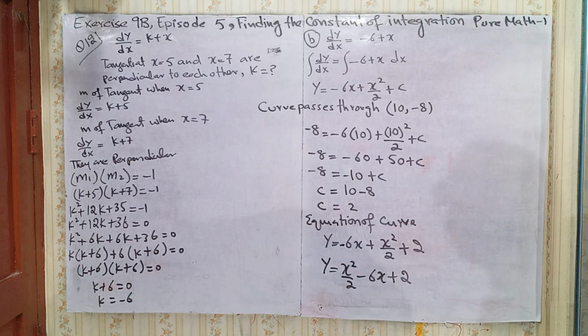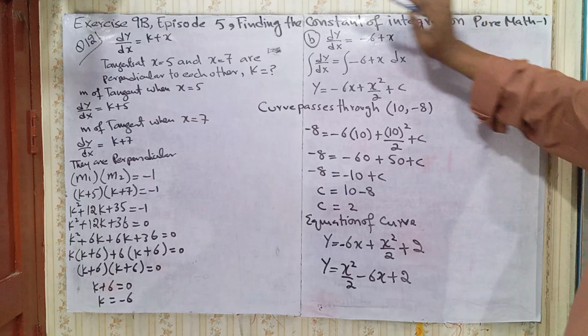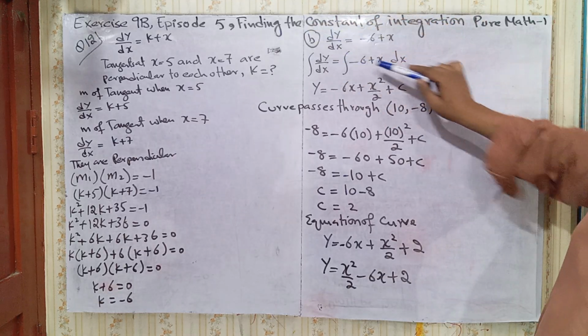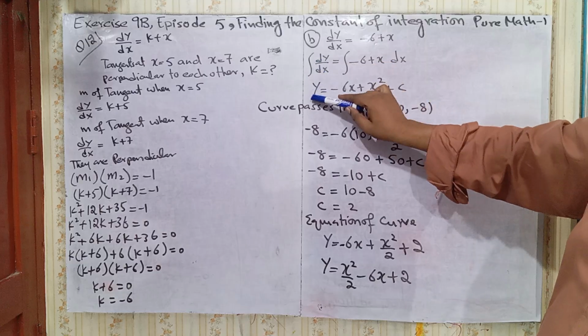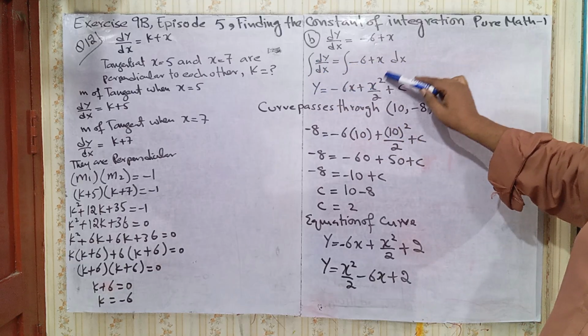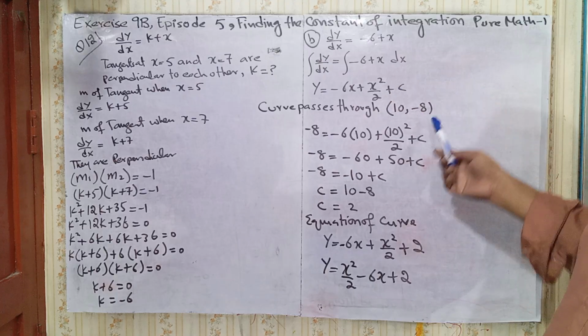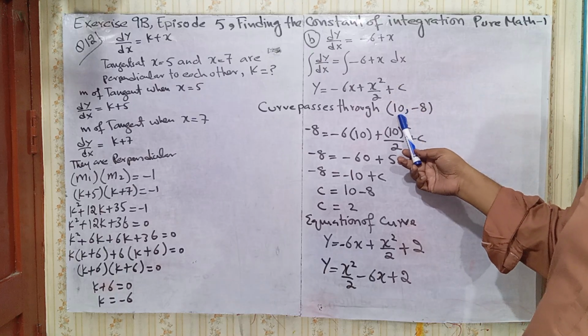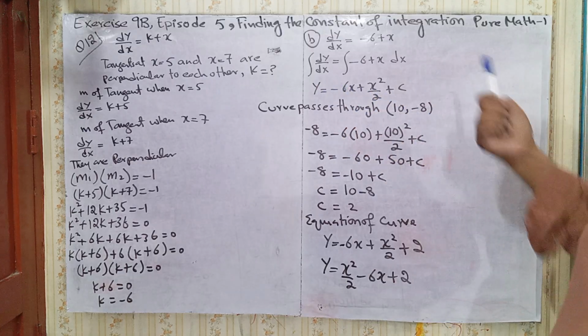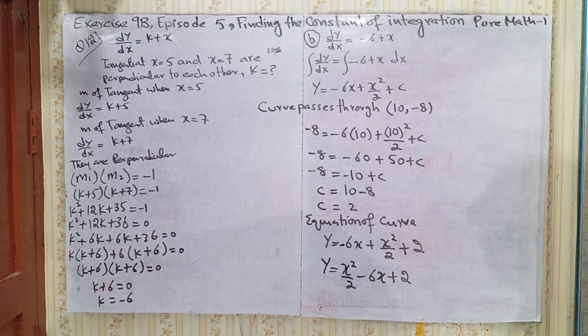I hope you understand. In the B part, they ask us to find the equation of the curve. They said that the curve is passing through the point 10 comma minus 8. I know the dy by dx, and I know the value of k, that's minus 6. Then I will integrate both sides. When I integrate this side, this becomes y. When I integrate this side, this becomes minus 6x plus x squared by 2 plus c. In place of x, I will put 10, and in place of y, I will put minus 8 here.